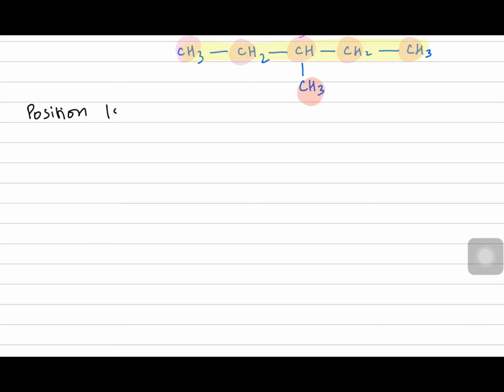For example, in the skeletal formula, let's suppose you have a hexane with an OH group on carbon number 2. Carbon 1, 2, 3, 4, 5, 6. Your longest chain is 6 carbons, but there is an OH group on carbon number 2. So you will call it hexane-2-ol. The IUPAC name would be hexane-2-ol.